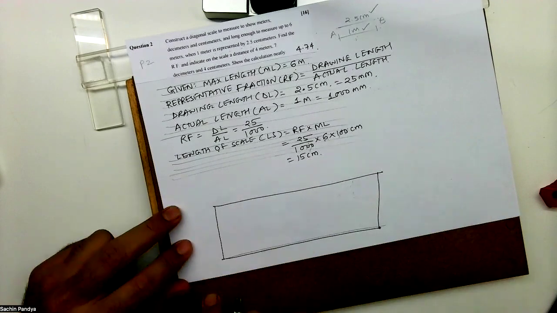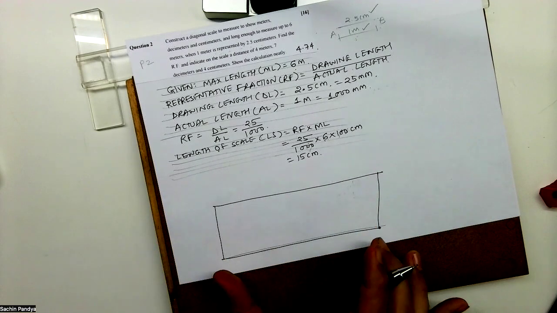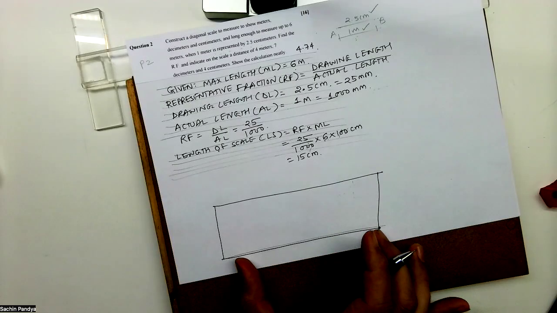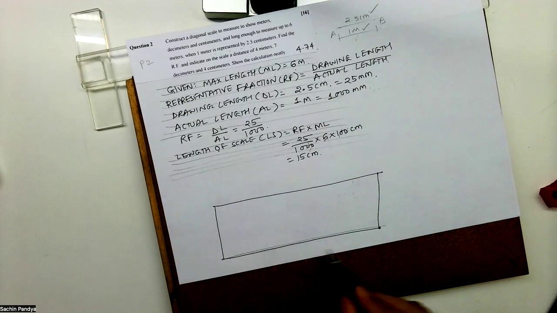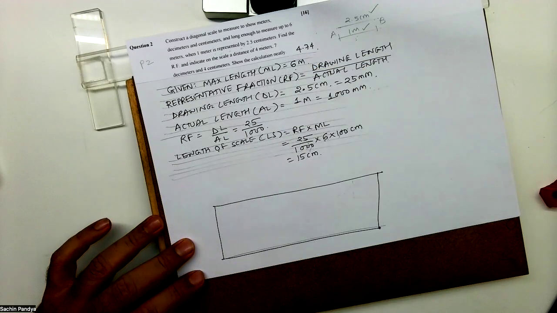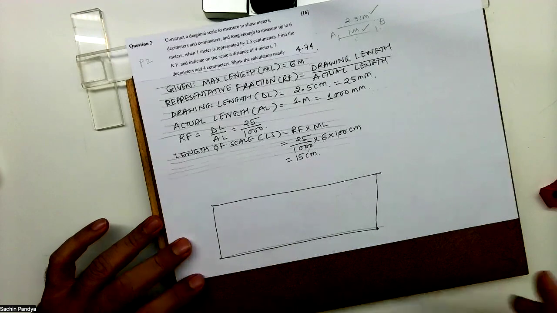So this is the box. Now this is how much long? 6 meter. So I should divide this into how many parts? 6 part. Always remember, we'll divide this according to maximum length. So how much is the maximum length? 6 meter. So we'll divide this into 6 part.